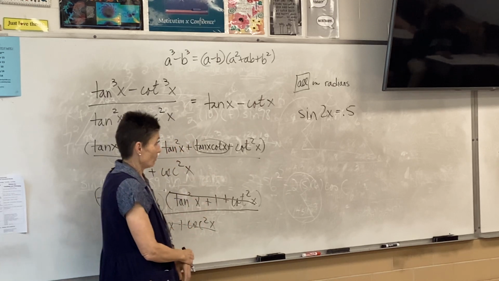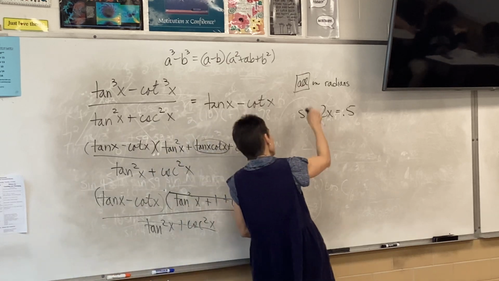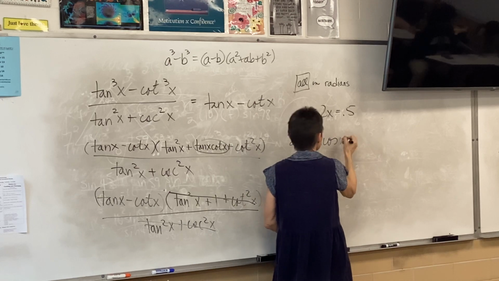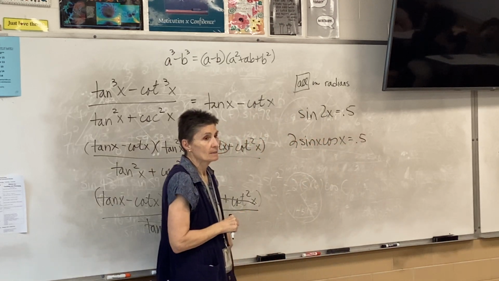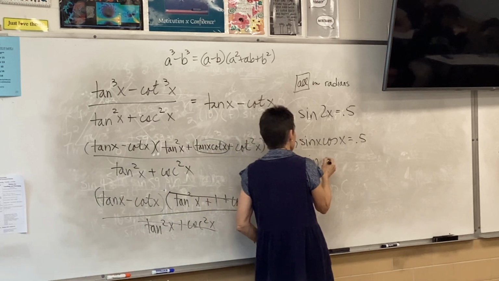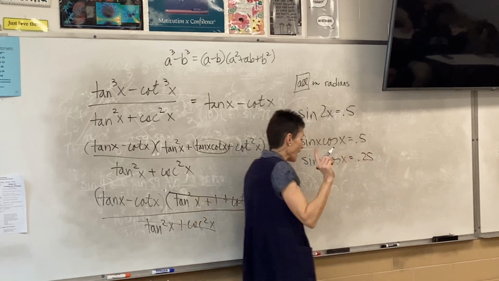Okay, now, you have a reference sheet, and I know what some of you are going to do. You're going to say, oh, sine 2x, that's 2 sine cosine. And it absolutely is. And then somebody will say, oh, I can divide by 2, so sine x cosine x equals 0.25. Absolutely true.